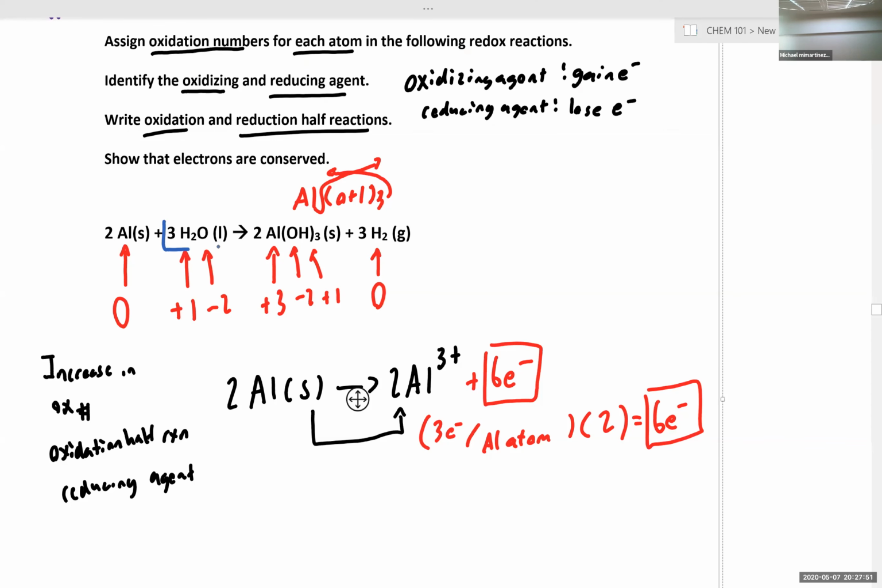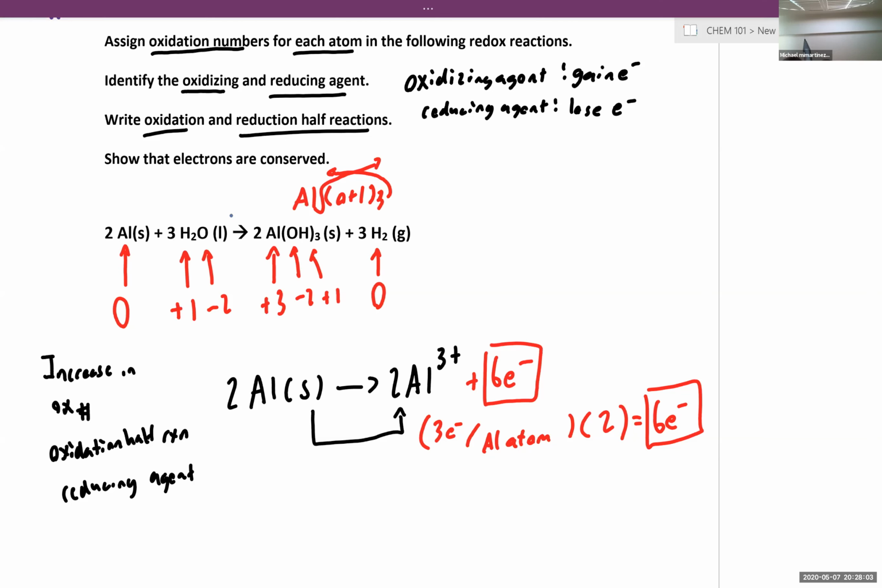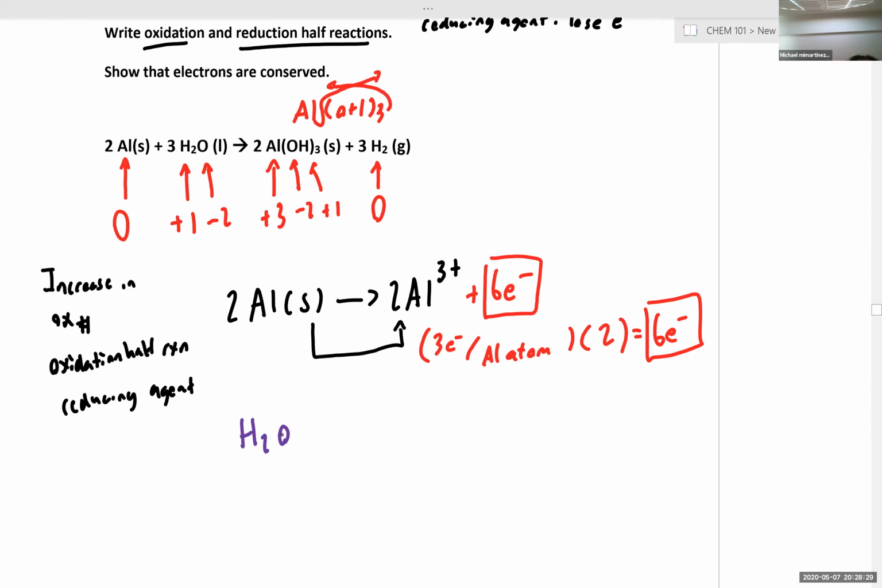Okay, let's look at other species in this molecule. What atoms are gaining electrons? What atom is going down in oxidation number? What atom is getting a more negative or a smaller oxidation number? Hydrogen, yep. Okay, so let's put all the species involving hydrogen. So we have H2O, liquid, leads to 3H2 gas plus 6OH minus aqueous. Don't worry about the hydroxide for now. This is just bookkeeping to balance our atoms.